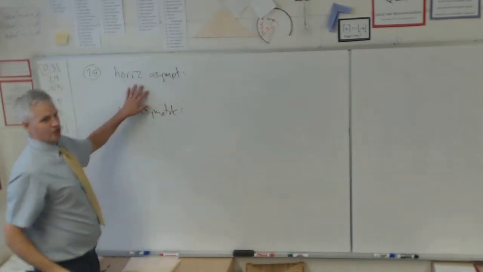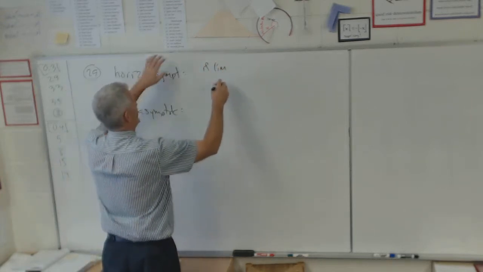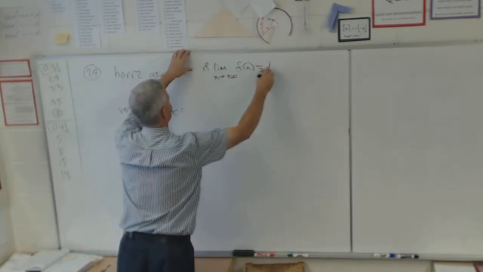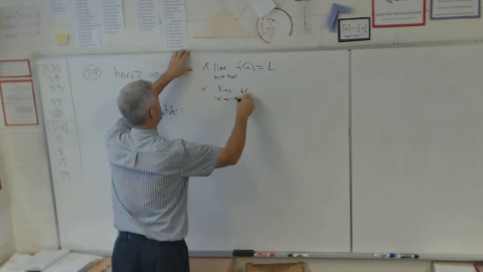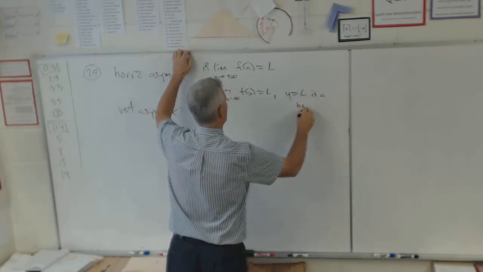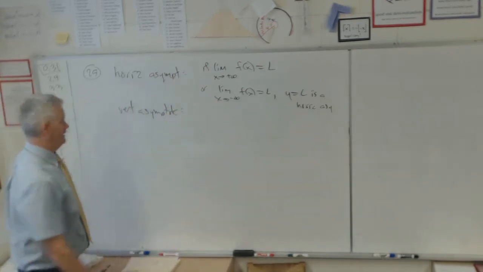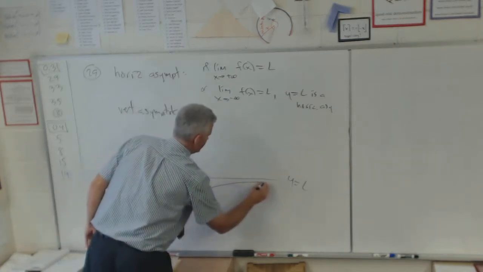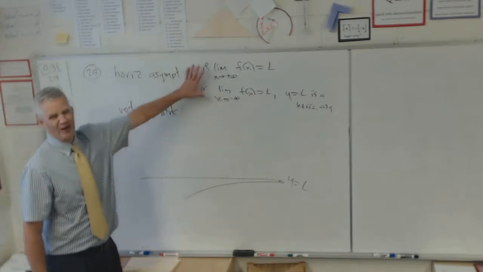The horizontal asymptote is the y value we get if the limit as x approaches positive infinity of f of x equals L, or the limit as x approaches negative infinity of f of x equals L, then y equals L is a horizontal asymptote. Okay? And physically, what we're saying is that if in the long run it's approaching L, we call it a horizontal asymptote. You know, this isn't quite right.